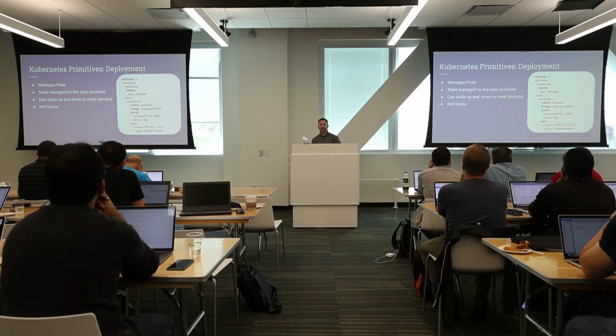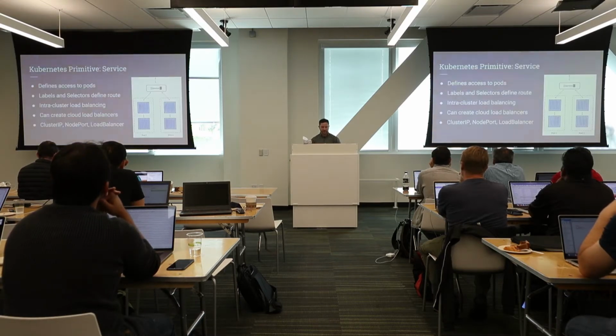So state's managed by that spec. The deployment, when configured properly, will scale up and down when you have a horizontal pod autoscaler attached to it. And we'll look at those when we deploy a web application later. And you can use this deployment to roll back. So if you've created a deployment and it broke, you can roll back your deployment as well.